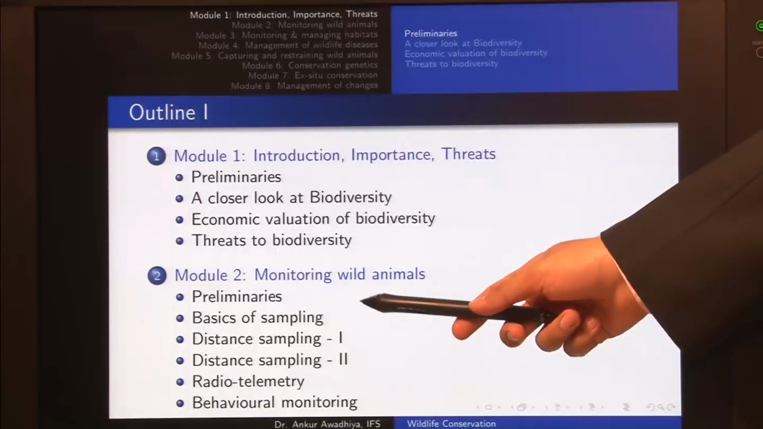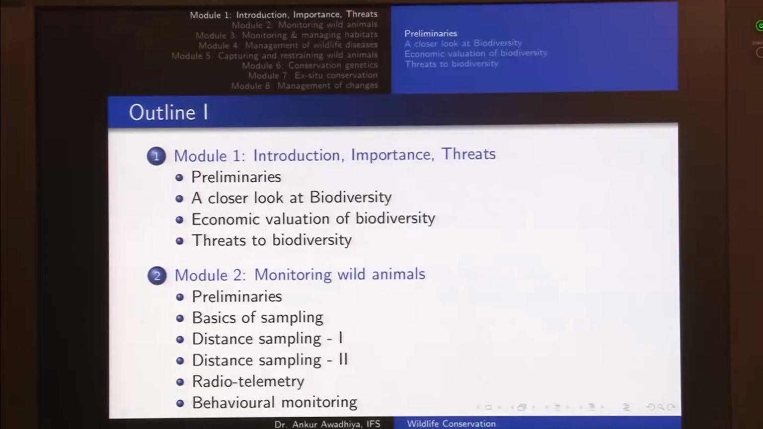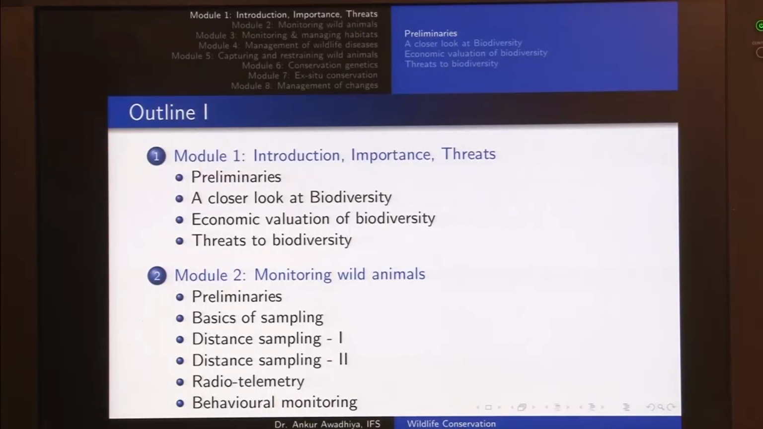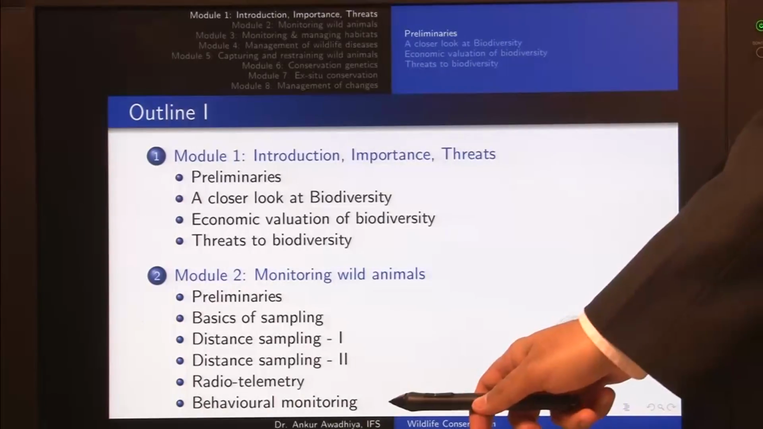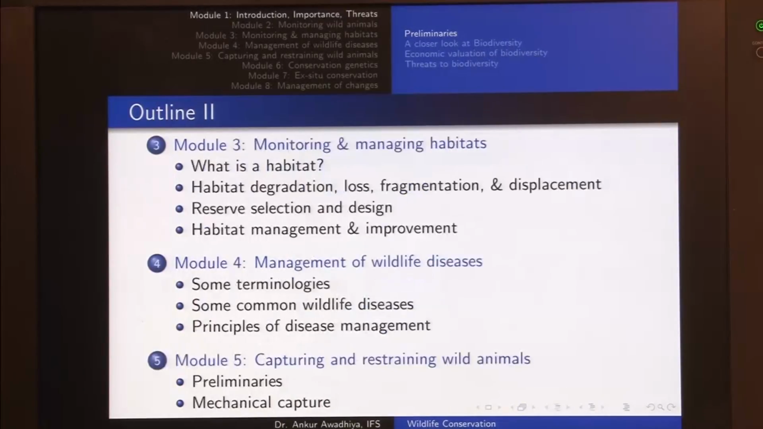So we will look at basics of sampling. Distance sampling, which is a process that is used for the sampling of animals in the forest. Radio telemetry, in which we use a tracking device on an animal to be able to go to that animal whenever we need and to monitor that animal. And also behavioral monitoring, which tells us what sorts of behaviors these animals are showing.